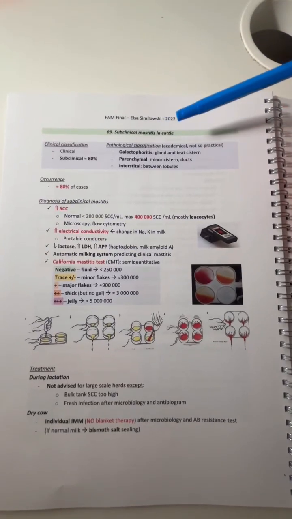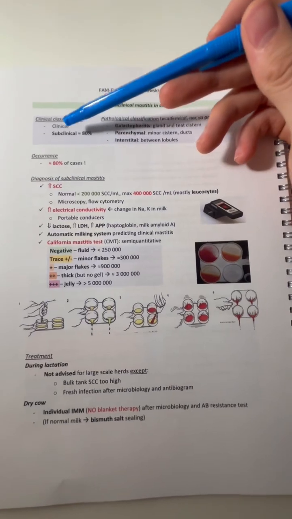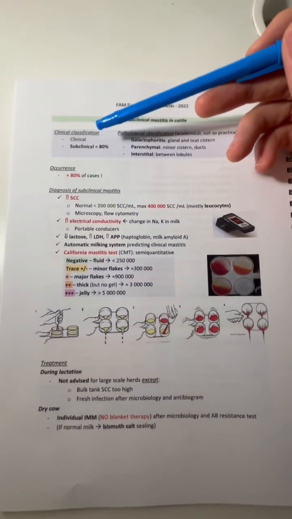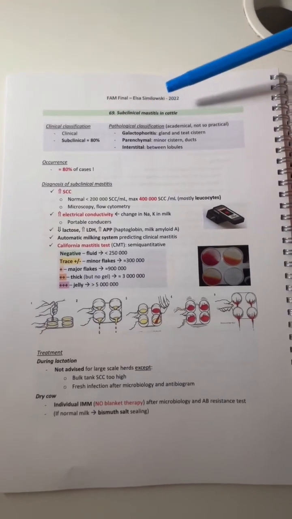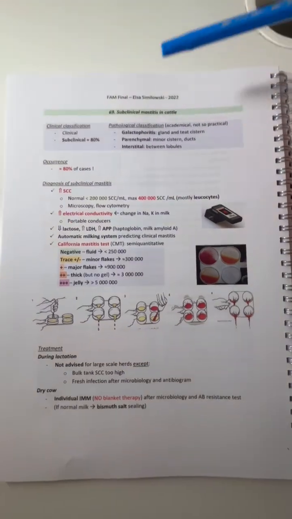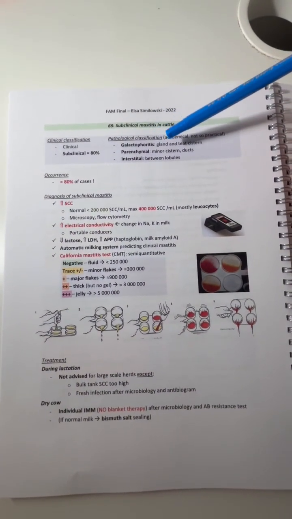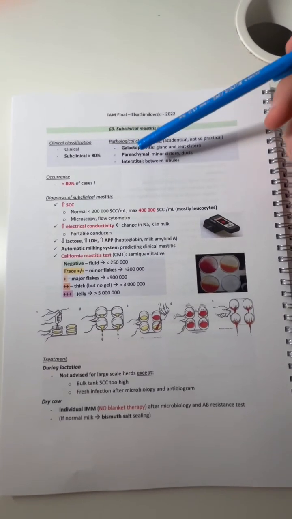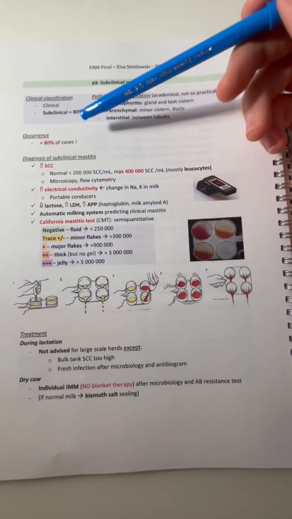Subclinical mastitis in cattle. For the clinical classification, there's clinical mastitis and subclinical mastitis. Subclinical mastitis makes up 80% of cases. For the pathological classification, there's galactophoritis, parenchymal, and interstitial. Galactophoritis is the gland and teat, parenchymal is the minor cistern and the ducts, and the interstitial is between the lobules. For the occurrence, it makes up 80% of cases.